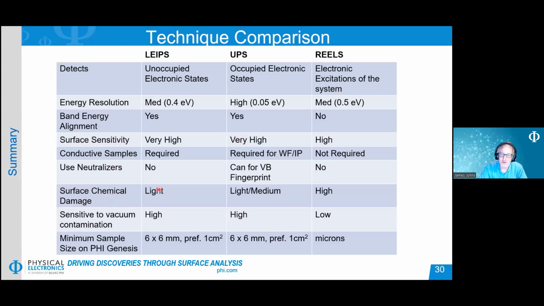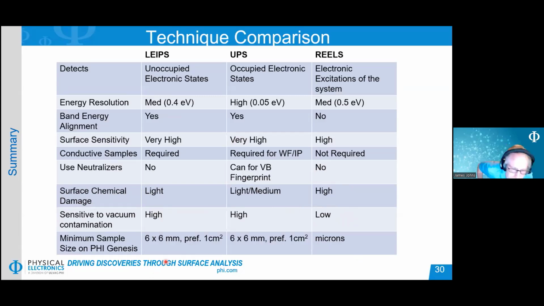The possibility of surface chemical damage with LEIPS is extremely light. For UPS, I would say it's light to medium. It depends on how long you're exposing your sample to the UV photons. Those can do damage, so you just want to be aware of that. And with REELS, you have a high probability of chemical damage to your sample. That's very easy. Sensitivity to vacuum contamination: high, low.